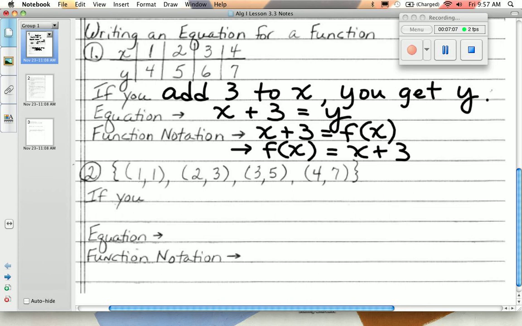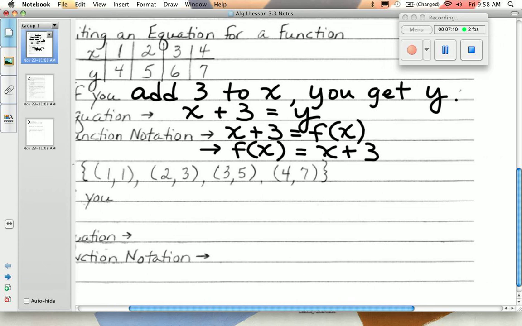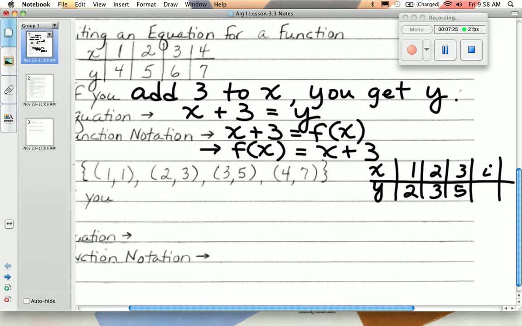Sometimes it's easier, and I might recommend that you do this, to put it into a table like we had in our last one. It's sometimes easier to see the relationship between the x and the y. Braden? It just kind of shows up like 1 plus 1, then 1 1 is 0, then 2 3 is plus 1, 3 5 is plus 2, 4 7 is plus 2.